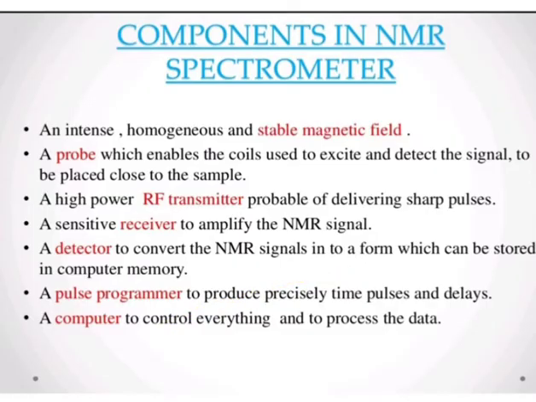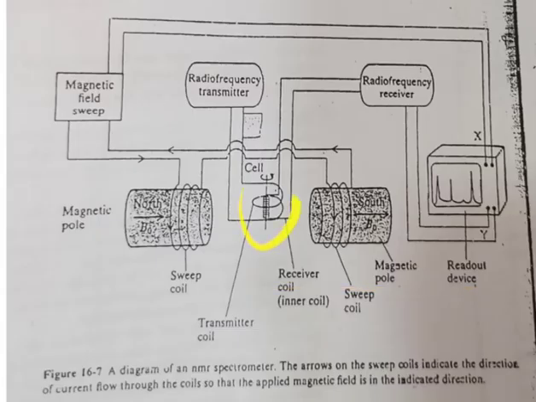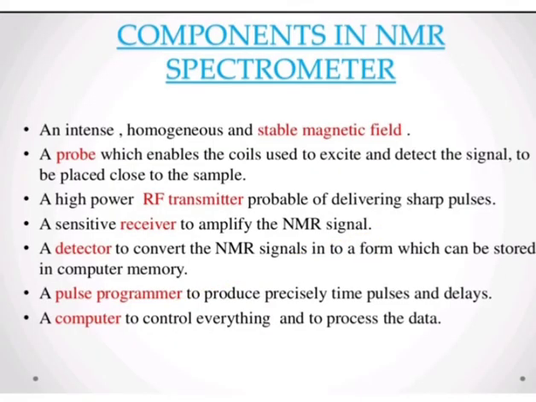So see, the components in an NMR spectrometer: an intense, homogeneous and stable magnetic field, then a probe, which enables the coils used to excite and detect the signal to be placed close to the sample. So this is called a probe. This circular coil is called a probe and this is kept near the sample because it enables the coils used to excite the proton and detect the signal to be placed close to the sample.